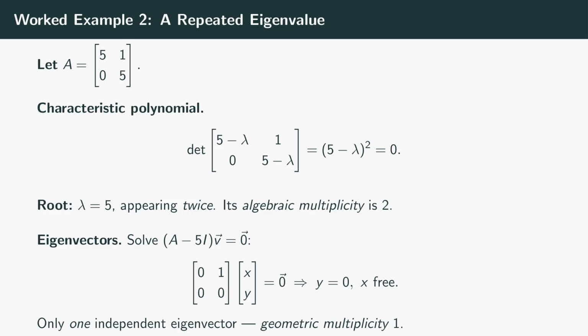Now let's find its eigenvectors by solving A minus 5 times the identity times V equals 0. Subtracting 5 from the diagonal leaves the matrix 0, 1, 0, 0. Multiplying that by a general vector x, y gives y, 0, so y must be 0 while x is free. That is just a single independent eigenvector, the x-axis. So although the eigenvalue counted twice algebraically, it only produced one independent eigenvector. We say its geometric multiplicity is 1. The two multiplicities disagree.